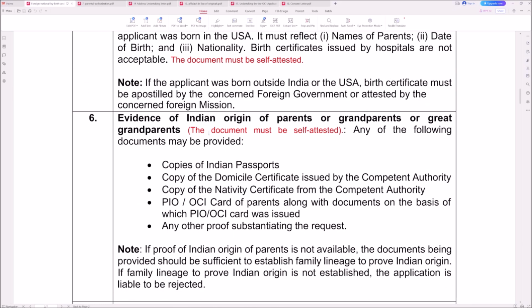Now comes the evidence of the Indian origin of the child. So either it can be parents are Indian citizens, or grandparents are Indian citizens currently, or great grandparents are Indian citizens. You need to provide the document depending on your condition. In my case, we just provided the copy of the parents' Indian passports because the parents are Indians and the child was born in US and is a US citizen. So copy of the parents' Indian passport needs to be provided.